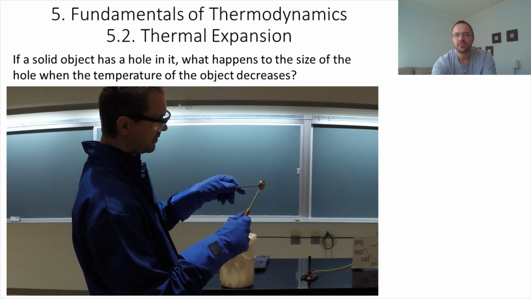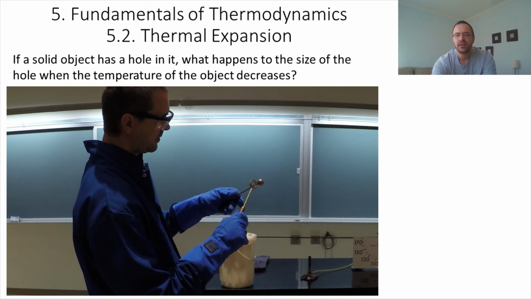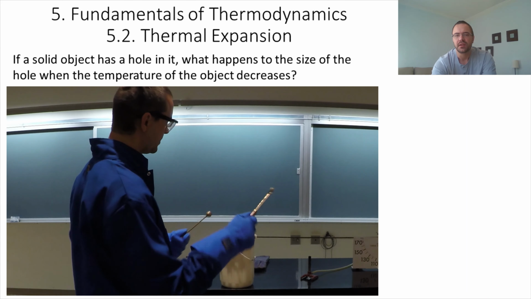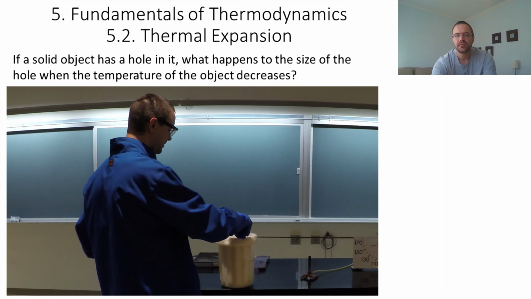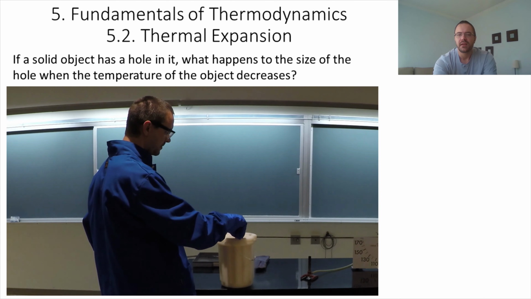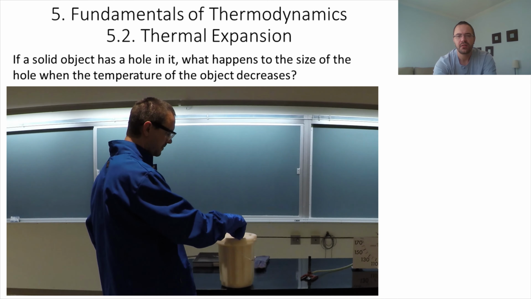So here I have a brass ring and a ball that can just fit through the ring. Now, if I cool down the ring, then there will be a thermal contraction of the ring and the hole will become smaller. Right, so here I use liquid nitrogen to cool down quickly. And I think that it is cold now.